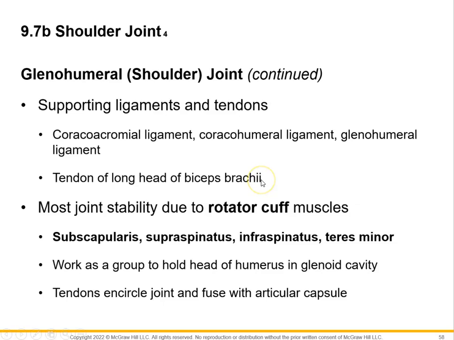the biceps brachii. But most of the joint stability is going to be due to rotator cuff muscles, and these are the subscapularis, the supraspinatus, the infraspinatus, and the teres minor. These work as a group to hold the head of the humerus in the glenoid cavity, and the tendons encircle the joint and fuse with the articular capsule, and I'll show you what I mean here in just a second.